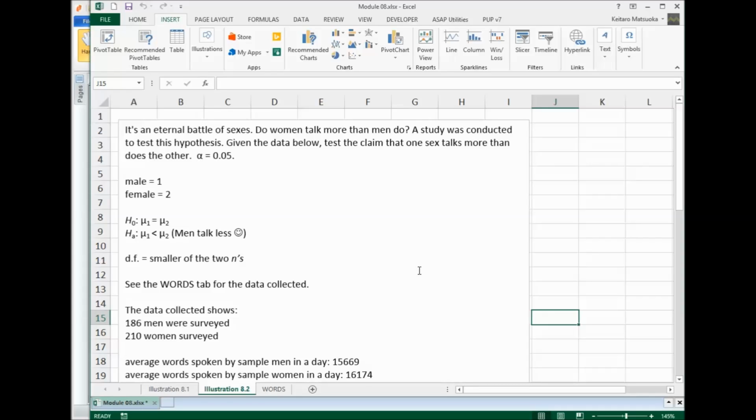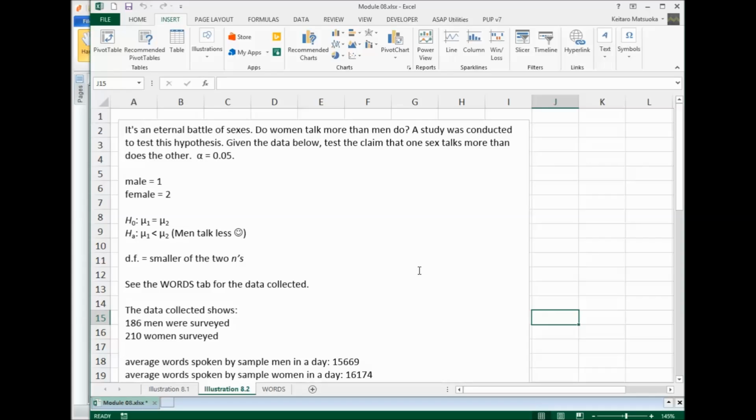So let's set alpha to be 0.05, and we're going to use 1 to designate male and 2 to designate female. So the null hypothesis will be that we're both equally talkative, so mu1 is equal to mu2. And the alternative is going to be that men talk less, so mu1 less than mu2.